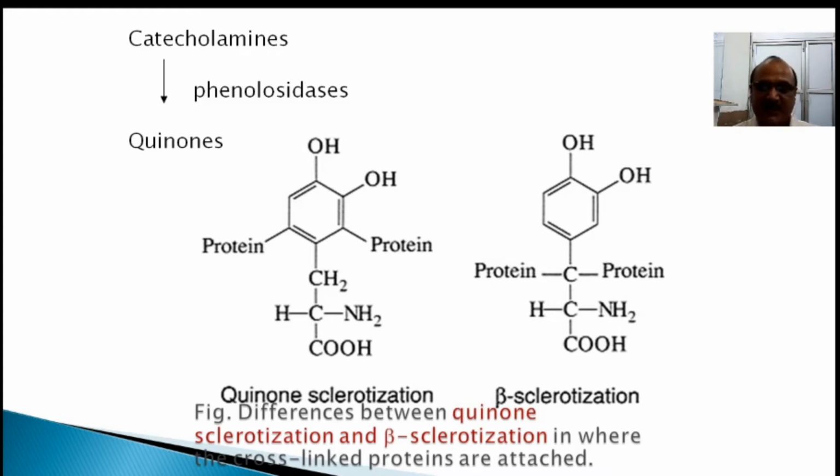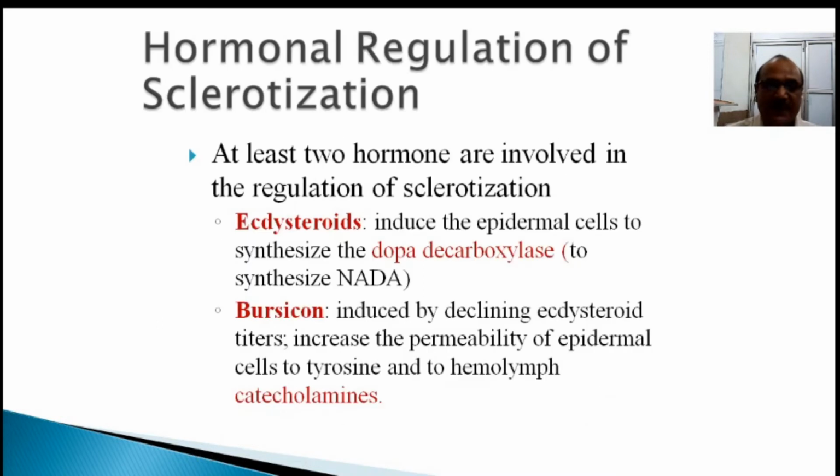The sites of these carbons also determine the type of sclerotized proteins, and the regulation of gene expression by epidermal cells. They produce the enzymes and the proteins, and the tanning precursors are present in the cuticle, which determine when the process of sclerotization occurs. Sclerotization is regulated by the hormonal part.